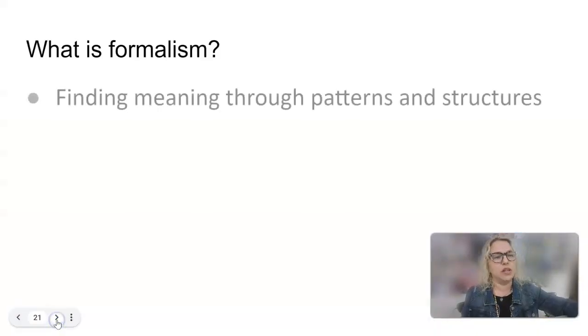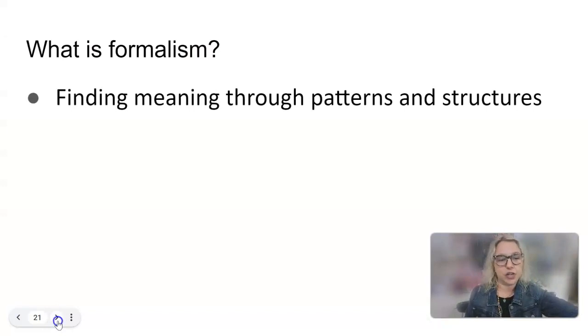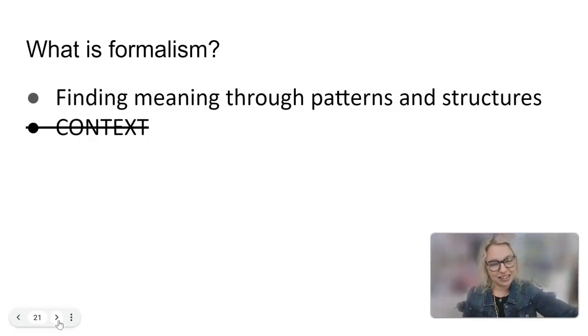All right, so what is formalism? It's finding meaning through patterns and structures. It is not looking at context. So it doesn't matter who the poet is, unless IB tells us. If they give us a hint, then we can use that. But otherwise, we don't spend time looking at that.